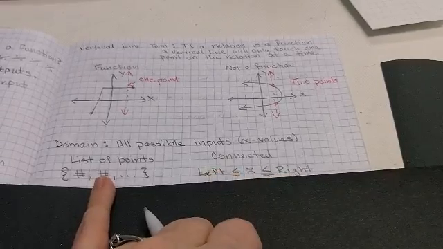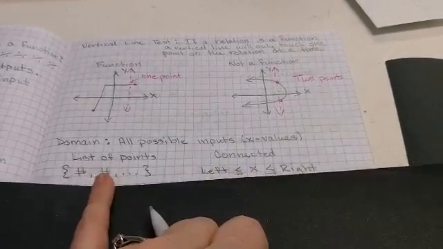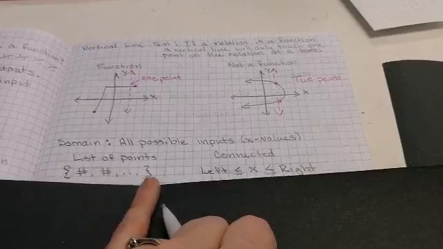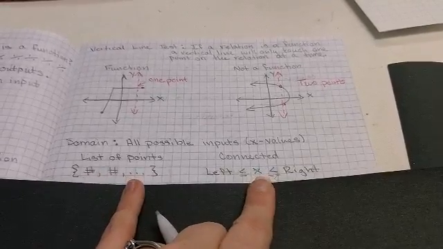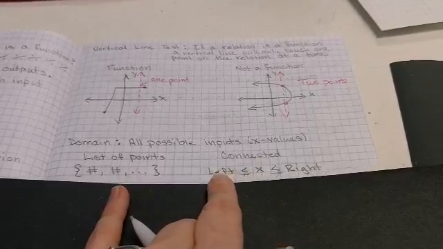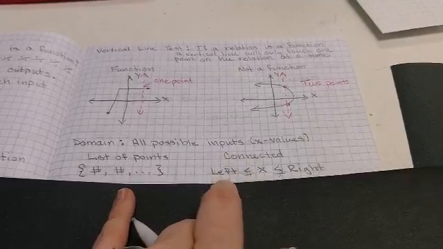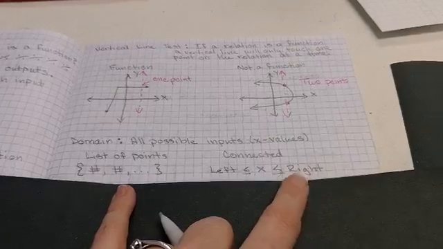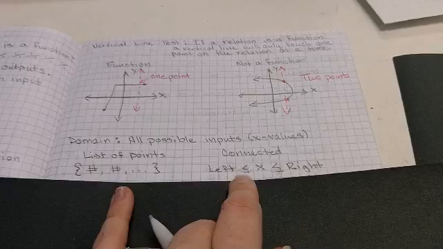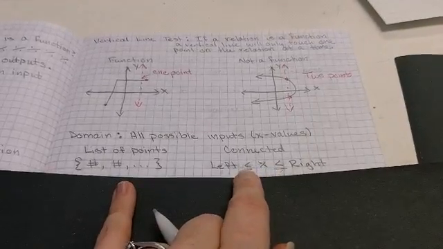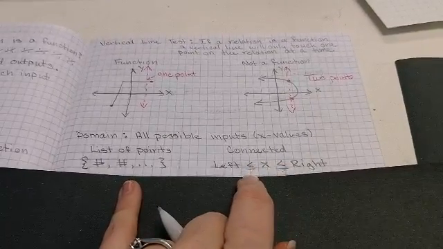So if it's a list of points or it's just a bunch of random dots on a graph, you're going to give me your list of points, your list of x values. If they're connected, then you're going to give me your leftmost x value and your rightmost x value. Your inequalities are always going to point to the left. X will be in the middle, and then you have to decide, are you going to have the line underneath, yes or no?